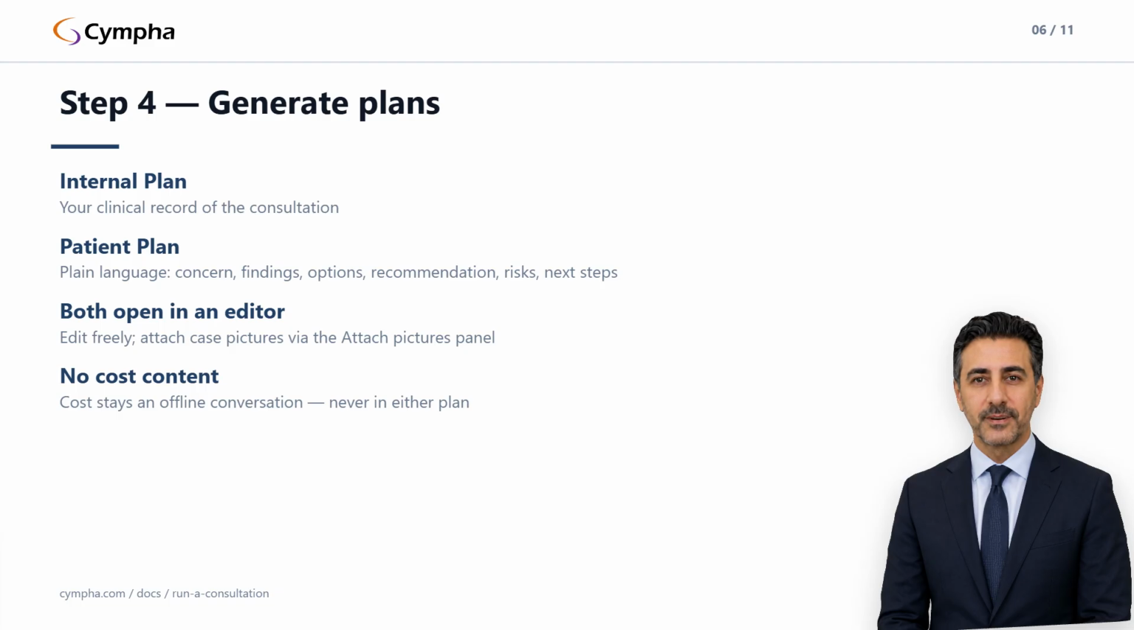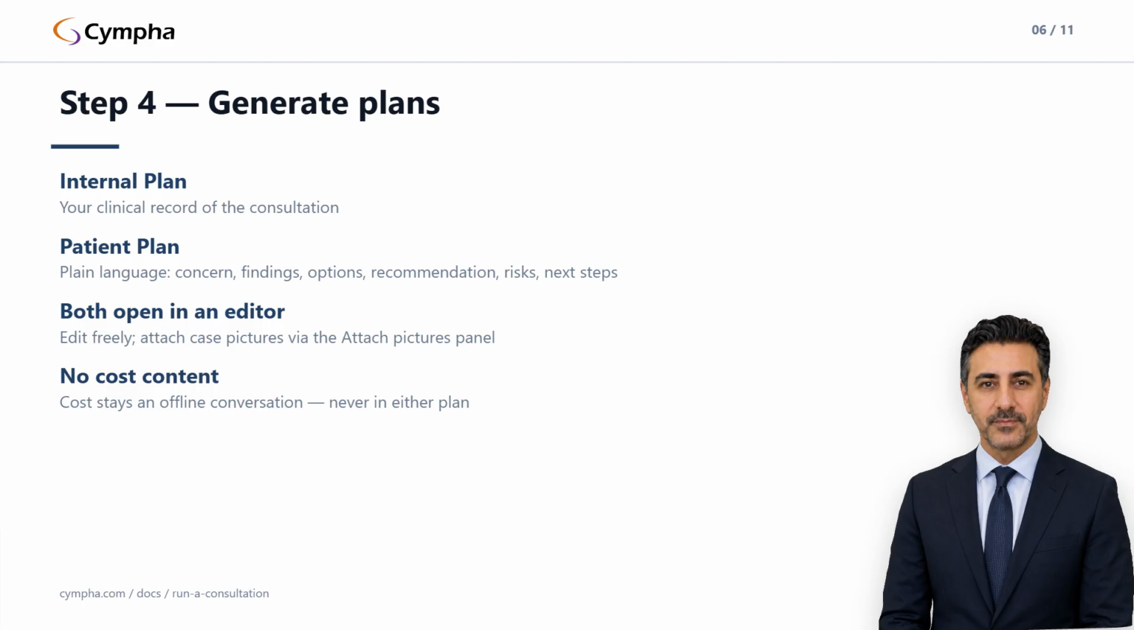The internal plan is your clinical record of the consultation, written for the chart for you and your colleagues. The patient plan is the same visit translated into plain language for the patient. Their concern, what you found, the options, your recommendation, the risks, and the next steps. Both open in an editor, and you should edit freely. These are drafts, not verdicts.